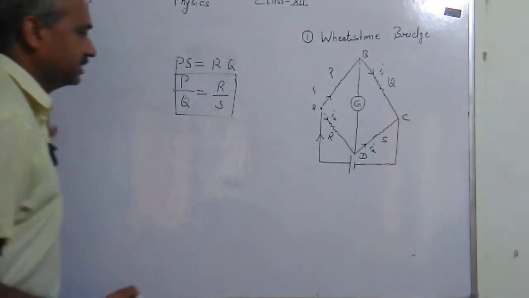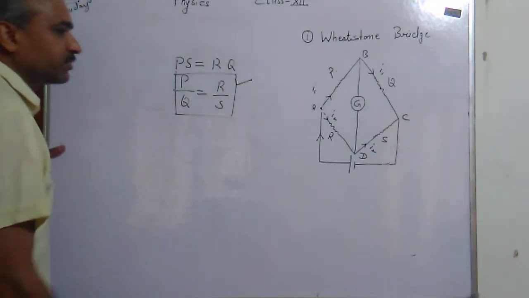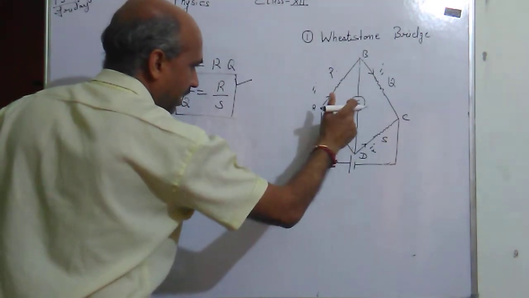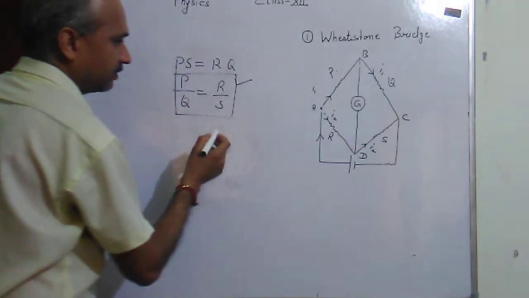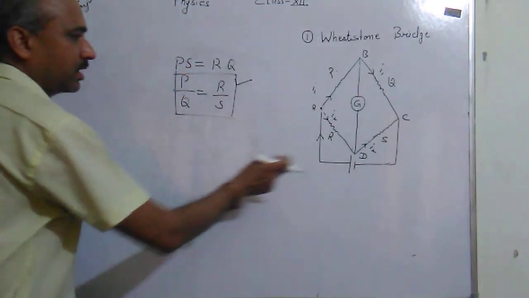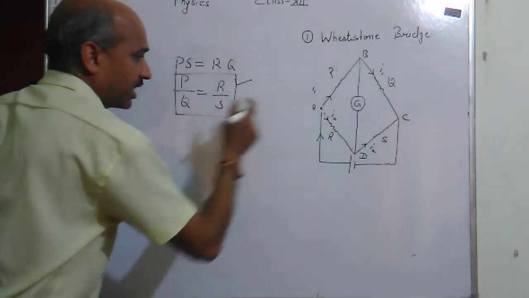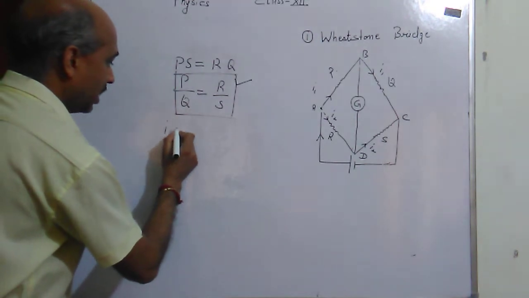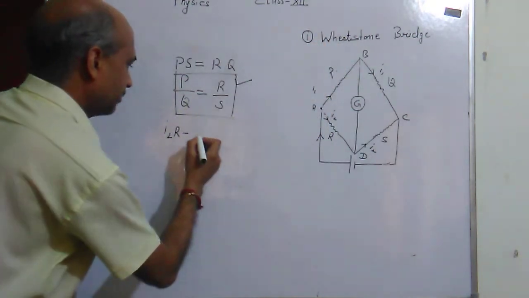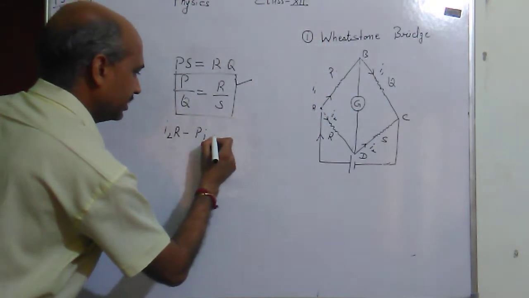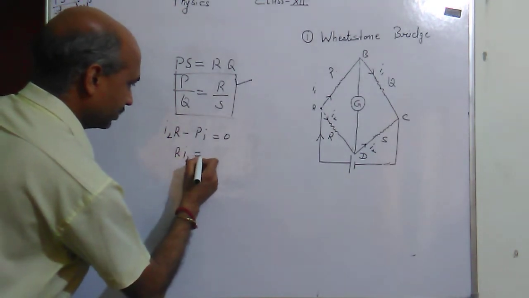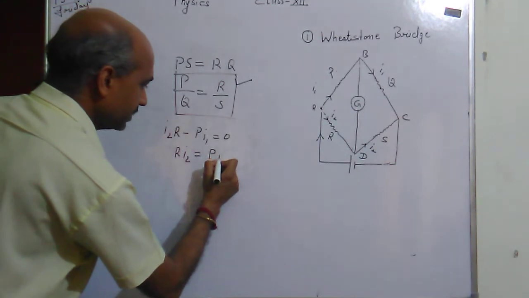But before that, let us prove this principle, how it comes about. Taking the diagram once again, if I apply Kirchhoff's law in these two loops, suppose we are moving from D to B, against the direction of current. I get I2 R minus P I1 equals 0, or we can say R I2 equals P I1.